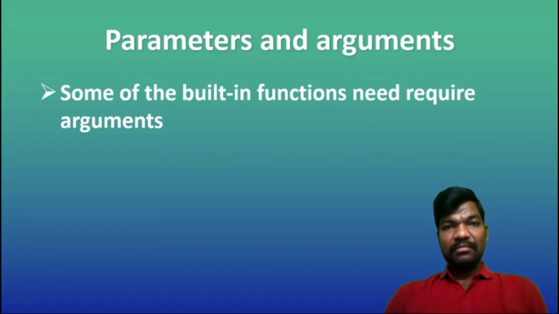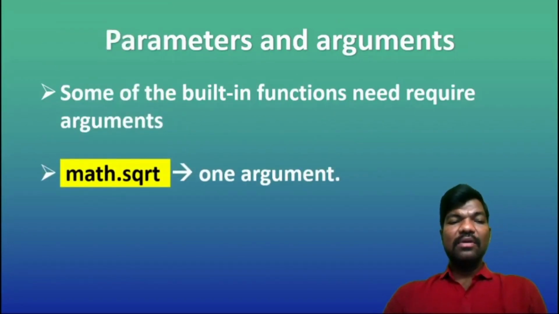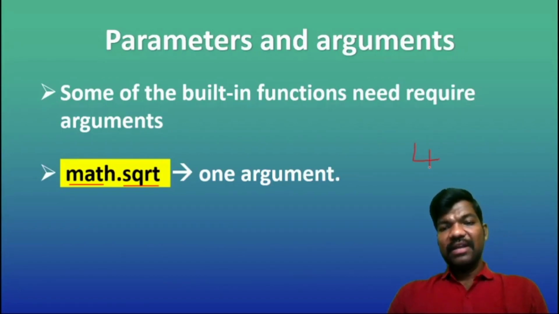Already we discussed in previous lectures that some of the built-in functions need some arguments. For example, take the math module. In this math module we are using the square root function. This is the module name, this is the function name. For square root we need only one argument. Suppose you have to calculate the square root of 4. How many values do you need? Only one value. So the square root of 4 is 2.